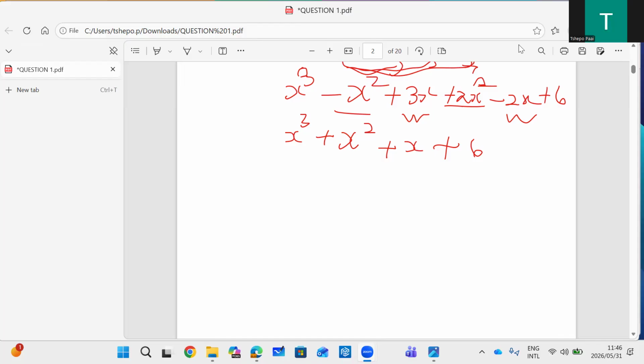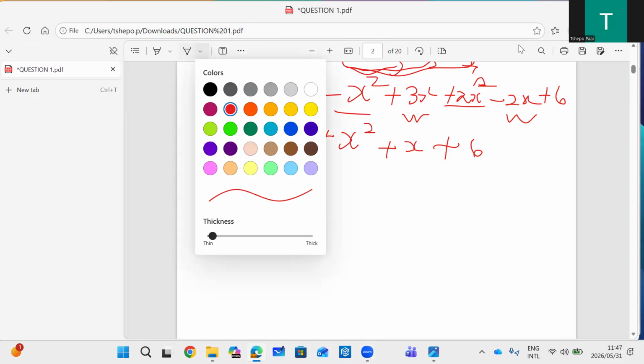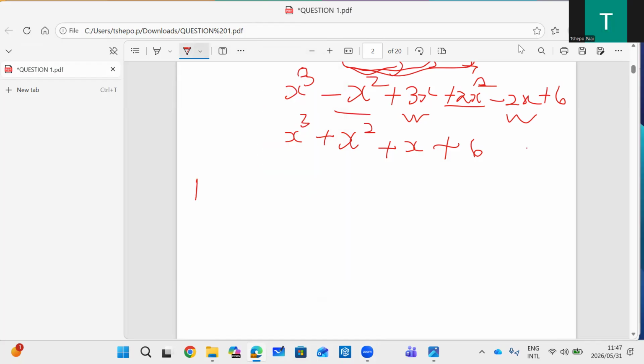Now we look at 1.2. Let me just get a pen. 1.2.2. You are given 5 over x plus 3 minus 3 over 2 minus x.